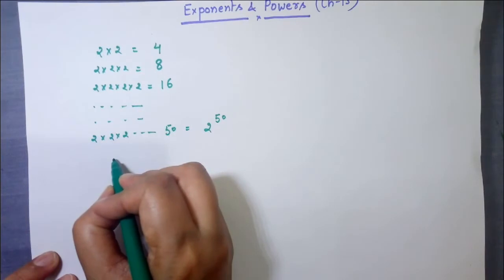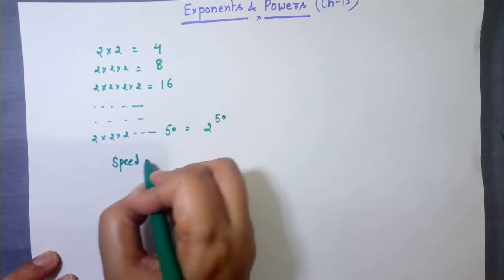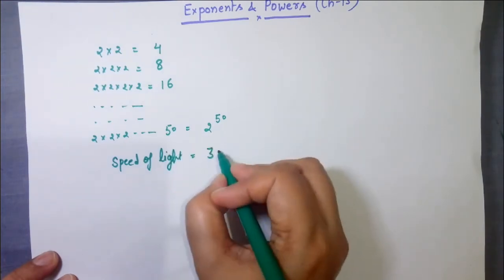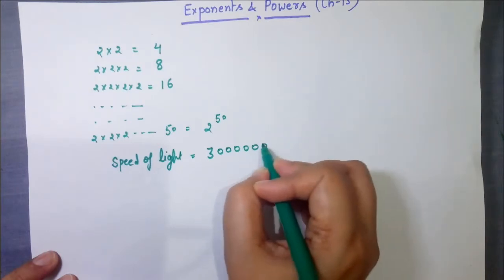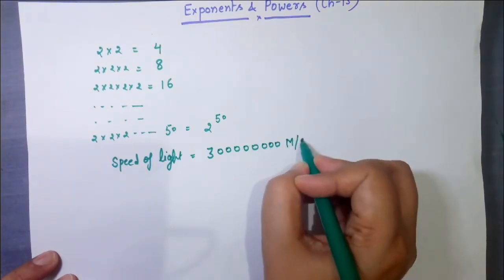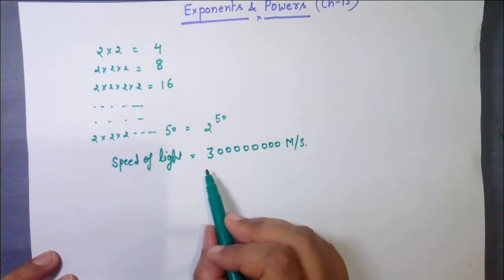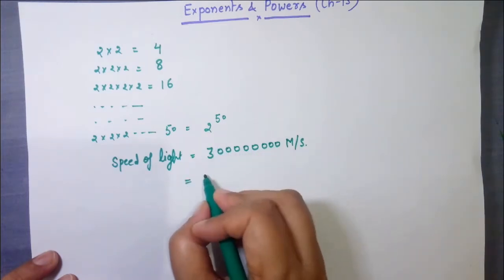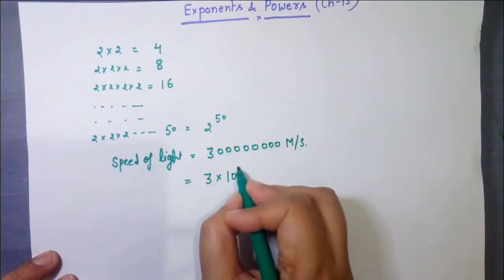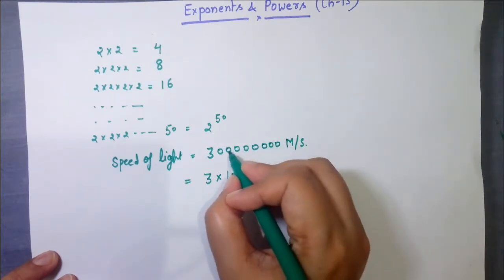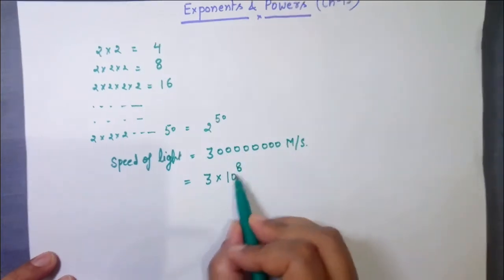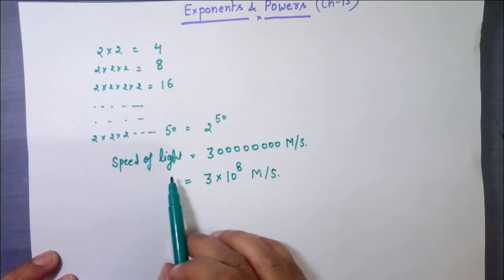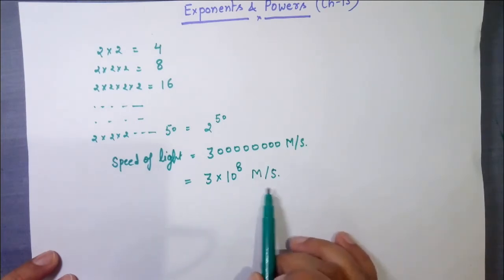Like if we talk about the speed of light, it is 3 followed by zeros meter per second. Can we do any operation on that? We cannot even tell exactly what the number is. So we use exponents and powers: 3 into 10 to the power 8. 1, 2, 3, 4, 5, 6, 7, 8, 8 zeros are there. So 10 to the power 8 meter per second. Now we can easily tell anybody the speed of light: it is 3 into 10 to the power 8 meter per second.